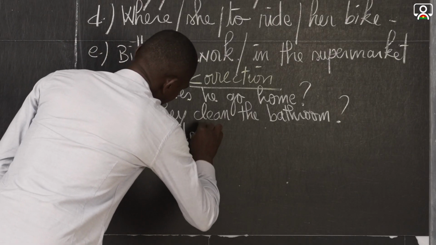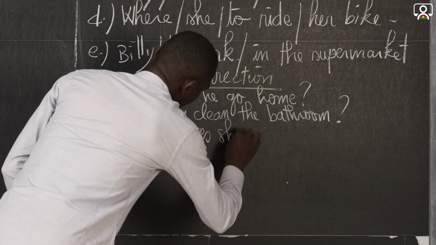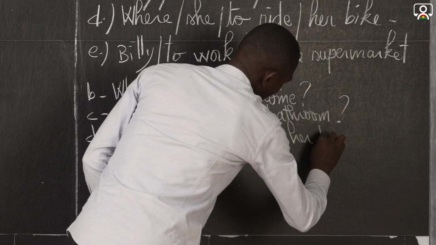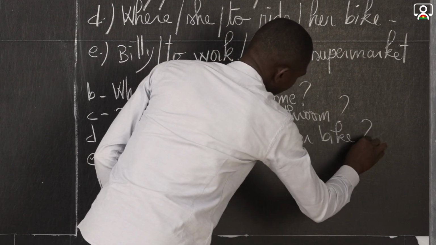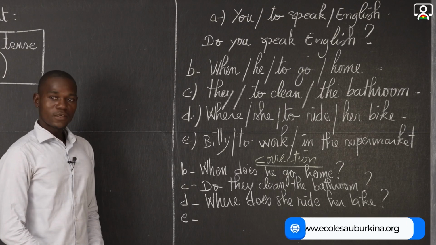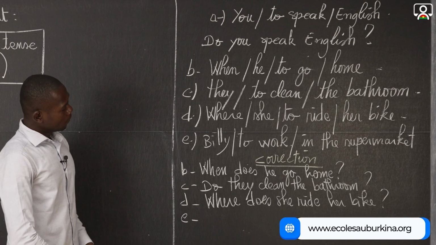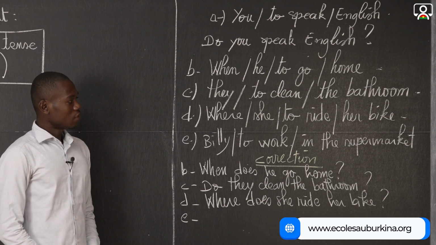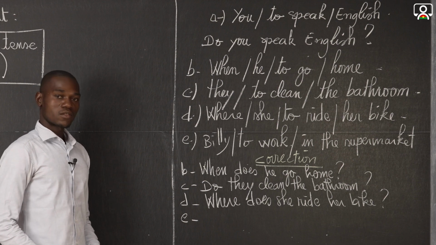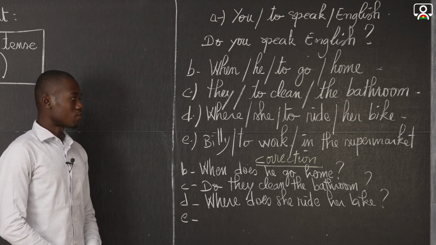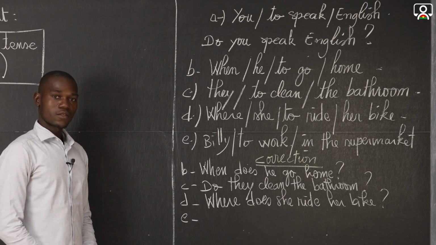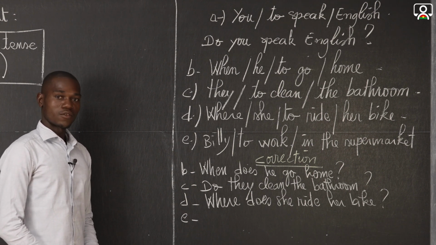Where does she ride her bike? E. Billy to work in the supermarket. The correct sentence is: does Billy work in the supermarket?